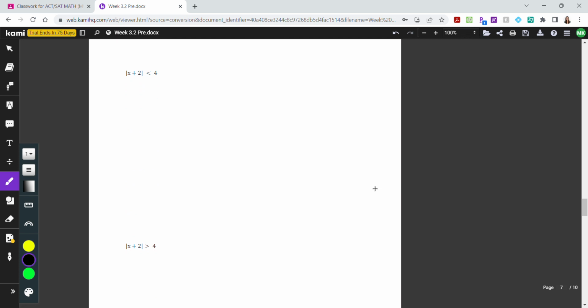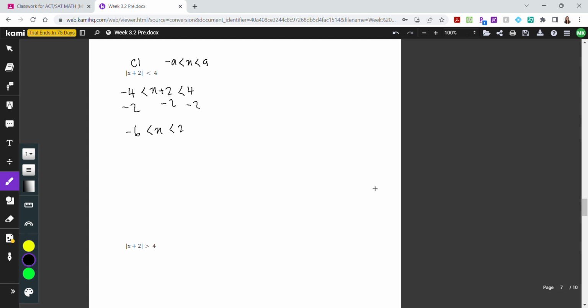If you look, absolute value of x plus 2 is less than 4. This will be case 1, which means our solution is going to be in the format of negative a less than x less than a. So I can set it up as negative 4 less than x plus 2 less than 4. I want x by itself, so subtract 2 from all sides. That will then give me negative 6 less than x less than 2.